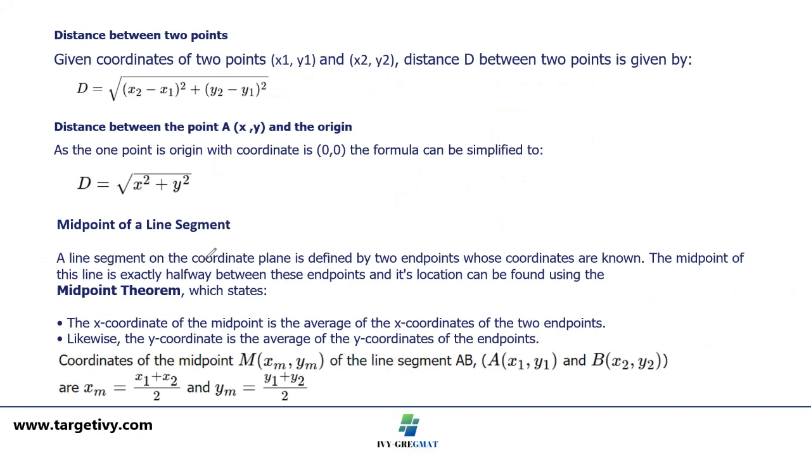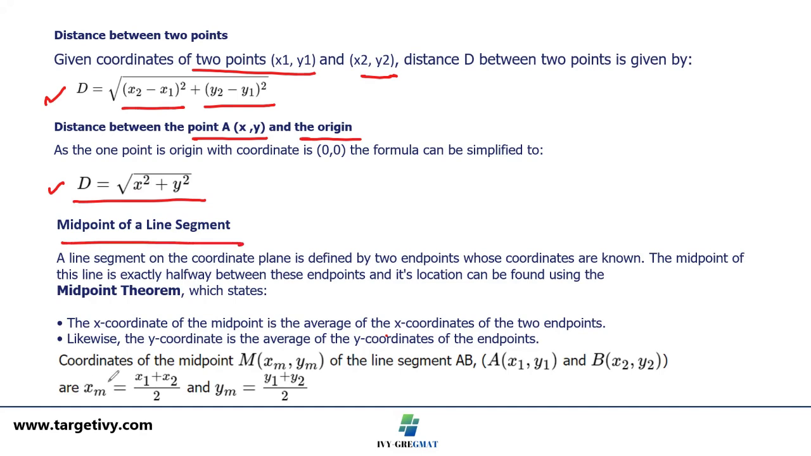Just to round up our learning, the distance between the given coordinates of 2 points is this: root over x2 minus x1 the whole square plus y2 minus y1 the whole square. The distance between the point A and the origin is d equal to root over x square plus y square. The midpoint of a line segment is defined by xm equal to x1 plus x2 by 2 and ym equal to y1 plus y2 by 2. Three formulas, or three simple understandings.